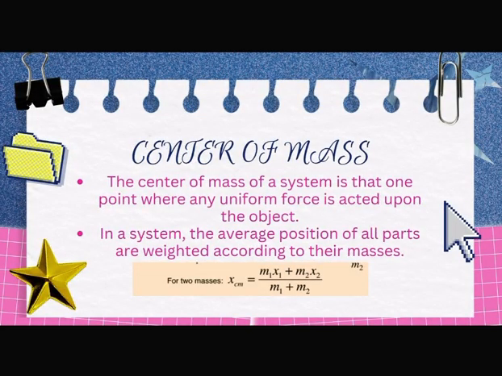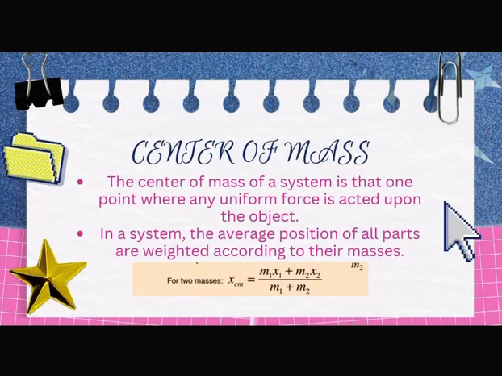So, let's define what is the center of mass. The center of mass of a system is that one point where any uniform force is acted upon the object. In a system, the average position of all parts are weighted according to their masses. Center of mass of a system is a point where all the mass of the object or system can be considered to be concentrated. It's the point where any uniform force, like gravity, acts on the object.